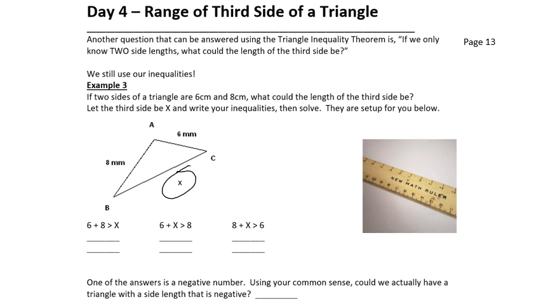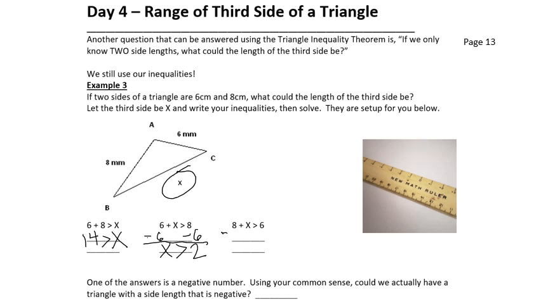Now I'm going to solve these inequalities for you. You can write them down, but we're going to get to a point where we can discover a shortcut, which is great. So 6 plus 8 is 14. So x has to be less than 14. Now if I solve this one, I'll have x is greater than 2. So x has to be less than 14 or greater than 2.